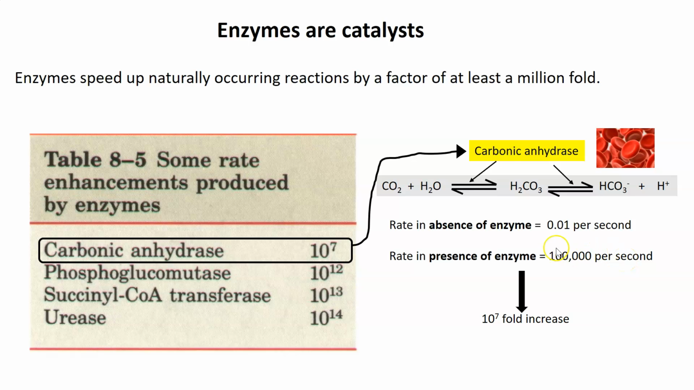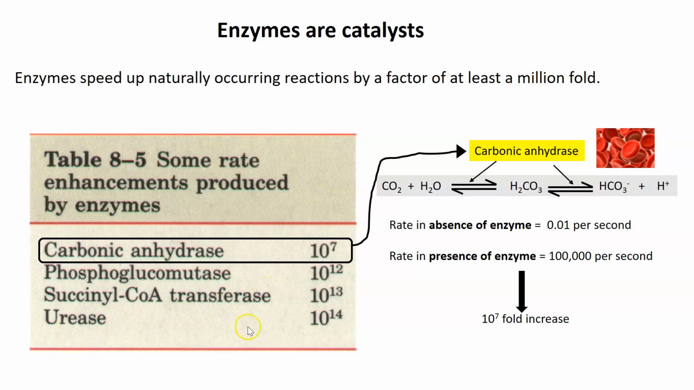So in the absence of the enzyme, you would need 100 seconds just to produce one molecule. And in the presence of the enzyme, in just 1 second, you're producing 100,000 molecules. That is a 10 to the power 7-fold increase in the production of carbonic acid. Now, that isn't even one of the fastest enzymes. There are other enzymes which are much faster.